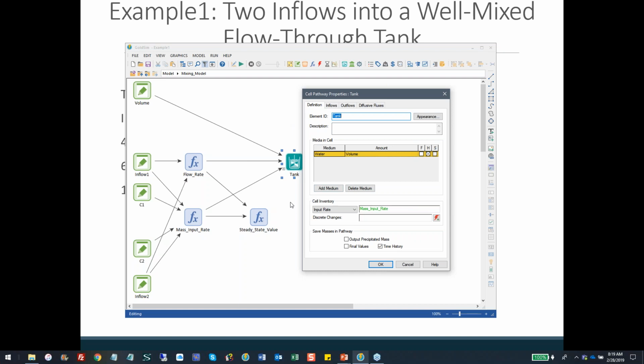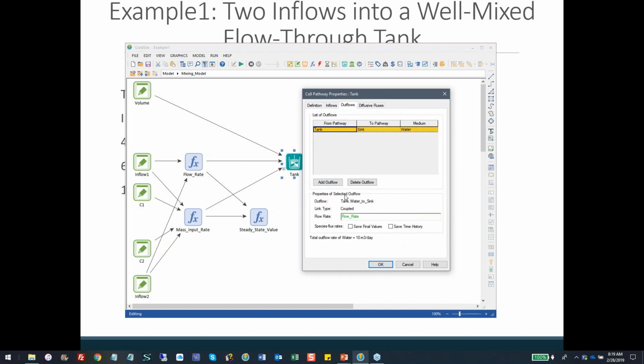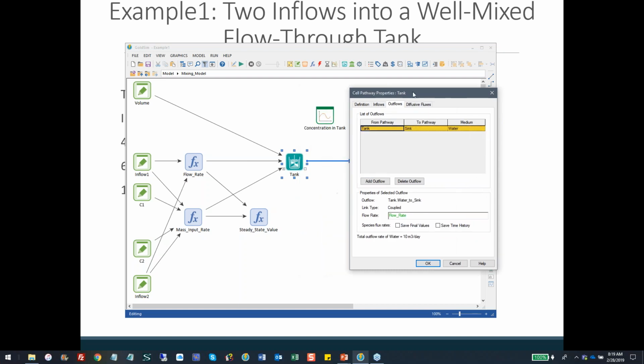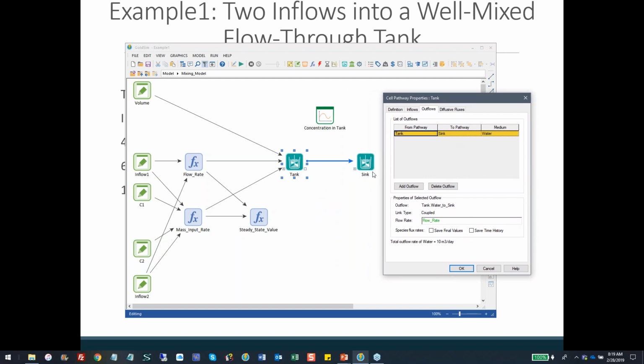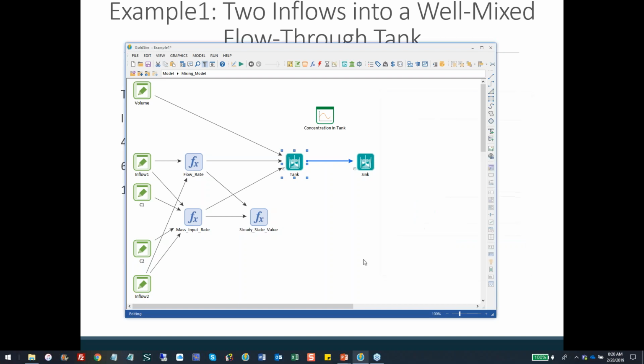How much water is flowing out of the cell? Well, I'm flowing from the tank to something I just called sink, because I don't care. This leaves the system. It's a sink for my simulation. I'm going to flow from the tank at a rate of 10 cubic meters per day. So that's what I've got going on in this model.